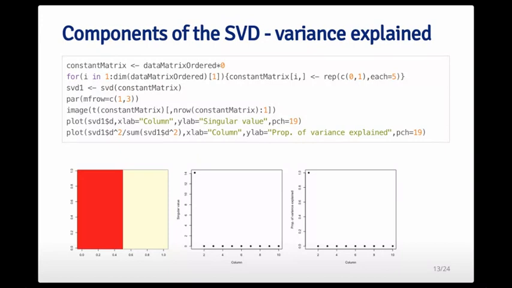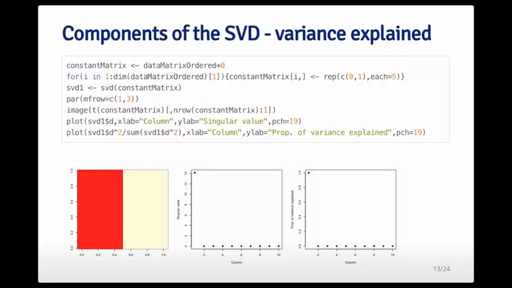Now if I take the SVD of this relatively boring matrix, I can plot the singular values, and you can see that there's one singular value that's very high, and the rest are basically zero. And what you'll see is that the first singular value explains 100% of the variation in the data set.